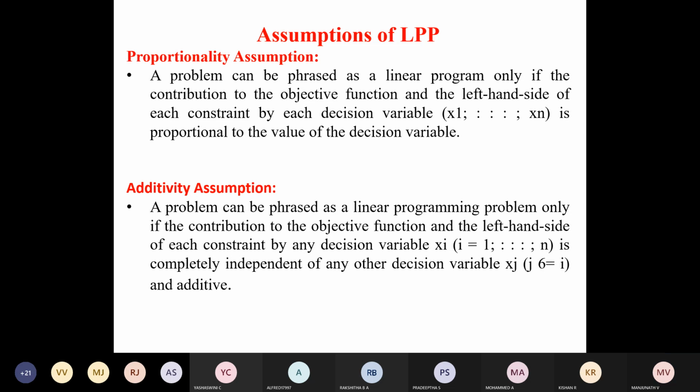Take the title as Assumptions of LPP. All of you write down this title. This PPT is already shared with you. Assumption number one, assumption of proportionality. Take the title number one, proportionality.